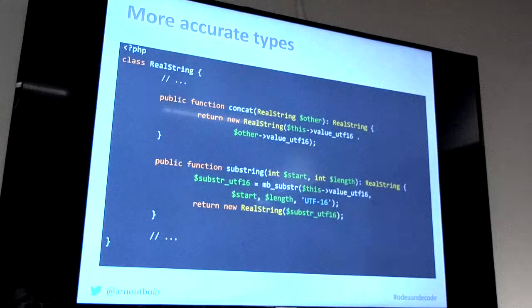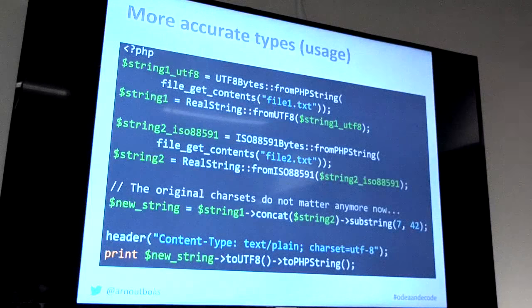So how can we use this? Well, we could have a file1.txt that we know to be in UTF-8. We can read the bytes from that file and convert them to our real string, which has a higher level of abstraction. We could have a file2, which we know to be encoded using ISO 8859-1. We can read those bytes, convert them into a real string, and now we have two strings at a higher level of abstraction.